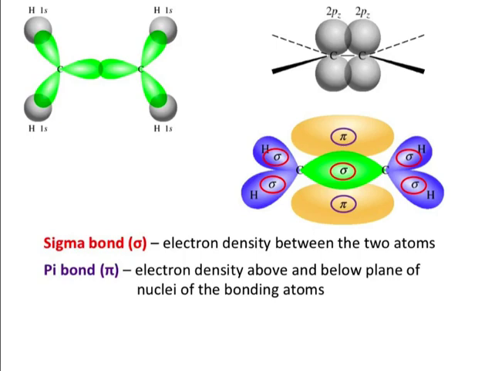The geometry doesn't work to put two sigma bonds together to make a double bond, because one of the sigma bonds is already between the nuclei. Where's the other one going to go? They can't take the same space like that. So if you have a double bond, you have a sigma bond and a pi bond.